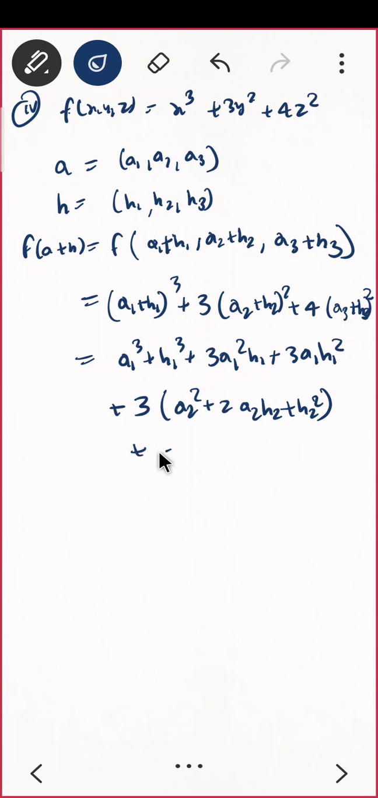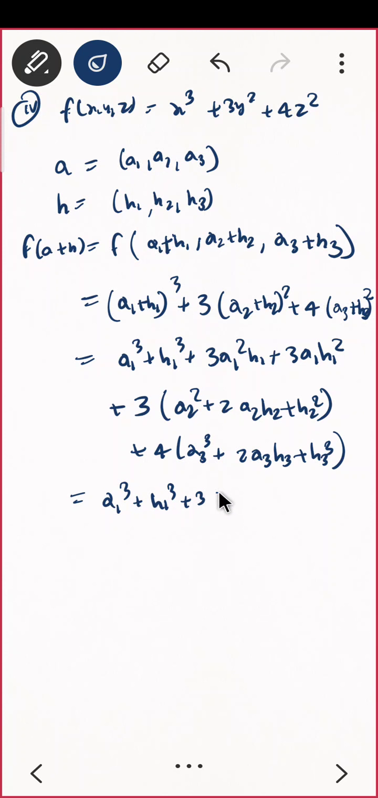And what is this? 4 times e3 square plus 2 e3 h3 plus h3 square. Just quickly verify that I am correct, you should do that. Now you just need to multiply this 3 and 4 inside. So I'll be having e1 cube plus h1 cube plus 3 e1 square h1 plus 3 e1 h1 square plus 3 e2 square plus 6 e2 h2 plus 3 h2 square, correct?